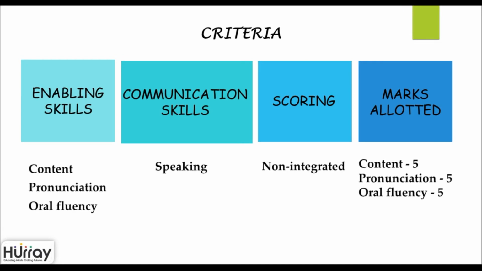Let's take a look at the criteria. Enabling skills are content, pronunciation, and oral fluency. The communication skill is only speaking. The scoring is non-integrated. The marks allotted are 5 marks for content, 5 for pronunciation, and 5 marks for oral fluency. So that's a total of 15 marks.